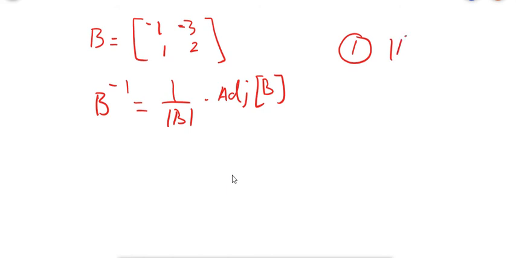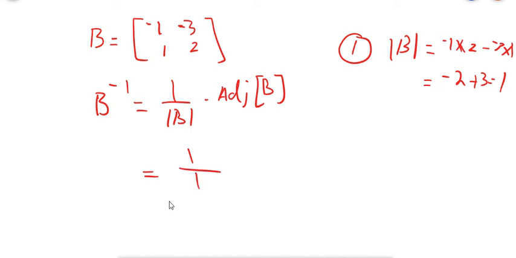That means the determinant of B is equal to minus 1 multiplied by 2 minus 3 multiplied by 1. This is equal to minus 2 plus 3, which is equal to 1. So here there is an inverse. So this will be equal to 1 over 1 multiplied by the adjoint of B, which is 2, minus 1.